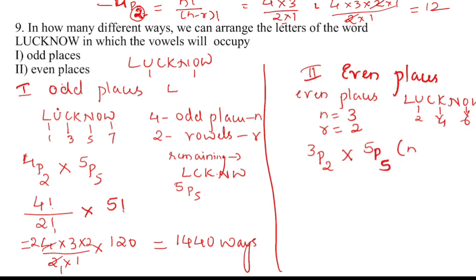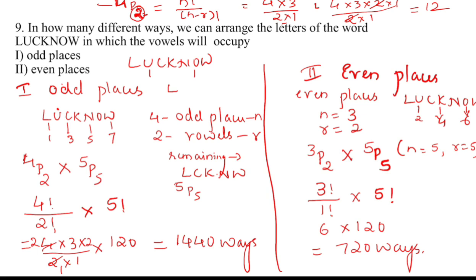Okay, this is nothing but 5 places and 5 remaining letters. So 3 factorial divided by 1 factorial into 5 factorial. So 3 factorial is nothing but 6 into 5 factorial is 120, which is equal to 720 ways. Okay. So next problem.